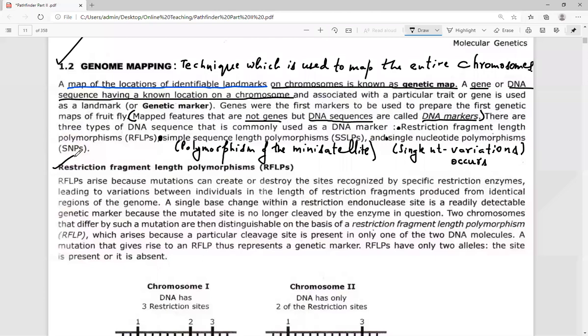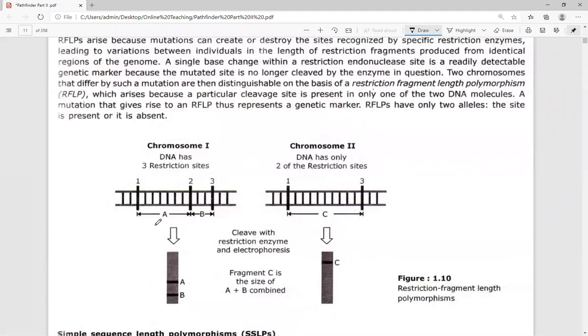Let us have a view of restriction fragment length polymorphism: what it is and how it is used. Restriction fragment length polymorphism is based upon the number or the different sizes of the DNA fragments that would be produced on the basis of restriction digestion. When you take a DNA molecule and cleave it with a restriction endonuclease.